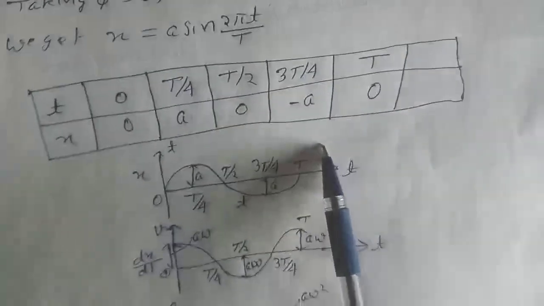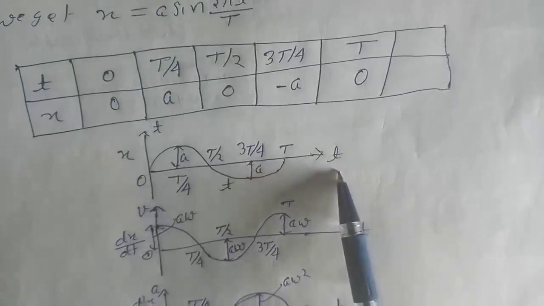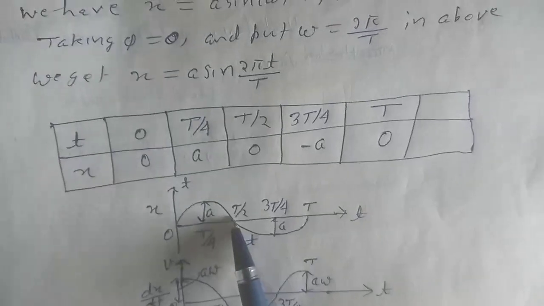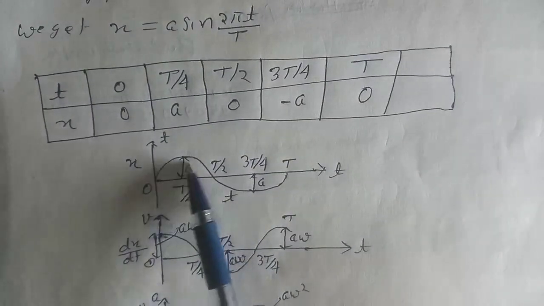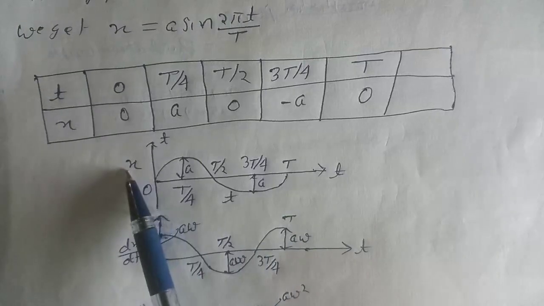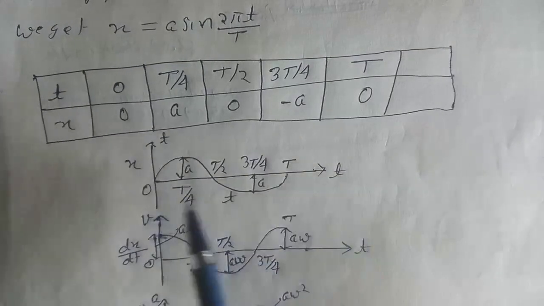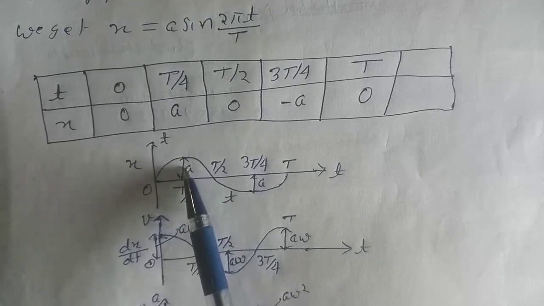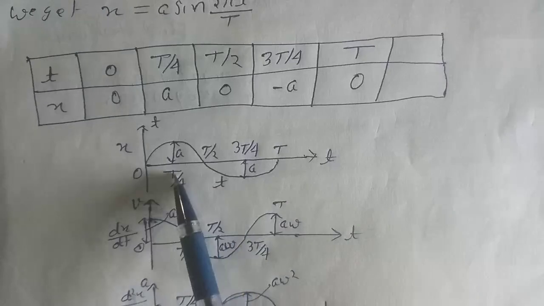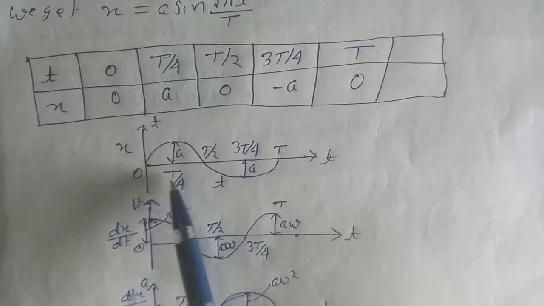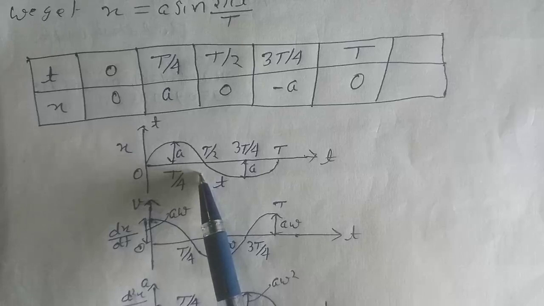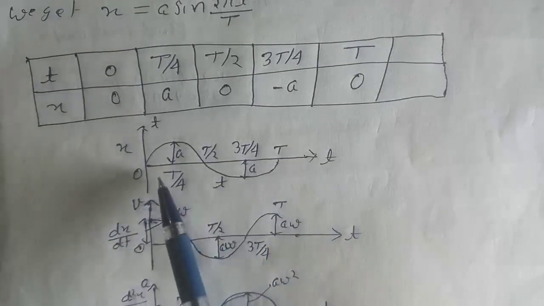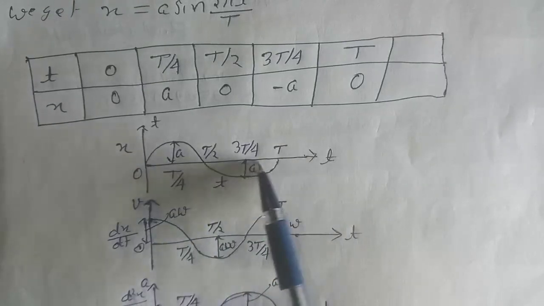Now we draw the graph. We will get a graph like this, because this represents a sine wave, so the graph will be a sine wave. So it represents the graph between displacement and time. Here a is the maximum displacement, which is the amplitude of this graph, and this distance represents T/4, this T/2, because this axis shows time and this shows the displacement of the particle.